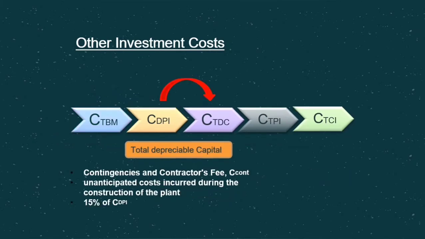After that, in order to obtain the TDC, or total depreciable capital, contingencies and contractor fee will be added to the CDPI. The contingency costs are unanticipated costs incurred during the construction of the plant, and the cost is estimated to be 15% of CDPI, while the contractor fee is estimated to be 3% of CDPI. The cost of the contingency will be decreased when a new chemical product is manufactured.